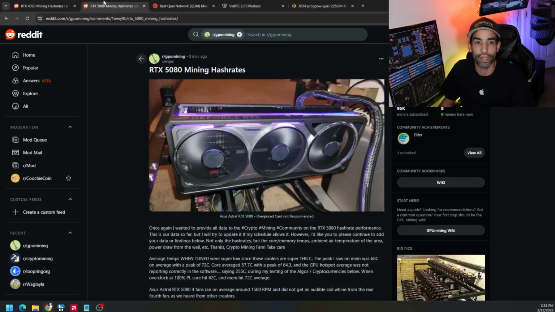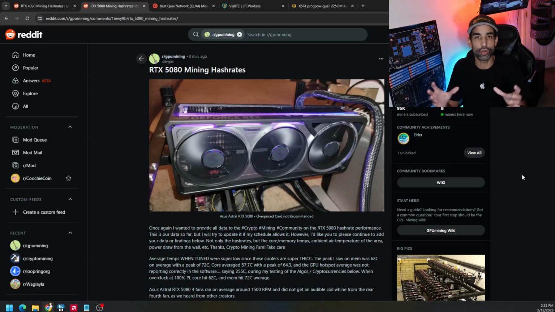I haven't got my hands on the 5090 yet, but all this data is going to be linked down in the description on Reddit. I usually do a data dump where I just dump all the hash rates from all my testing. But this card, because it's so beefy, right? Four slot design card.